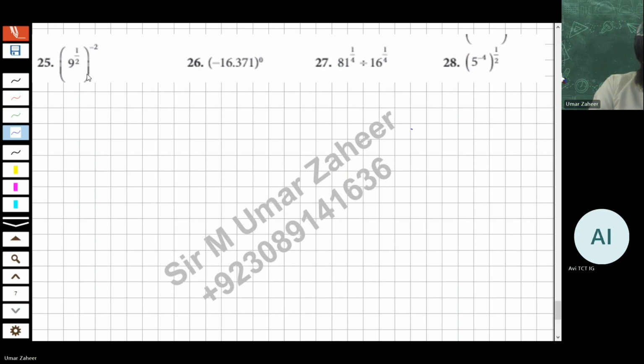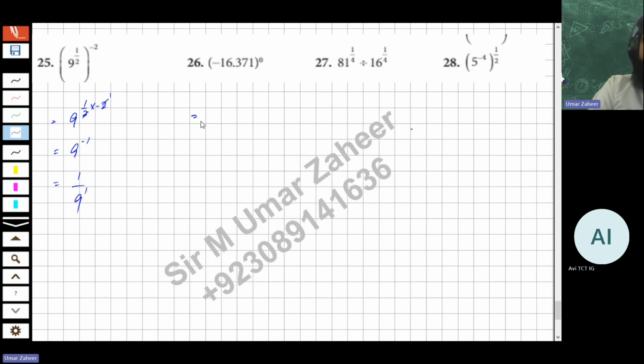All right. So the power on the power, they will multiply. So 9 raised to power 1 by 2 multiplied by minus 2. So 2 times 1 is 2. You will get 9 raised to power minus 1. So take it to the denominator, it will be plus 1. You always write your answer in positive indices. We are going to evaluate. Obviously, we need an exact value, the numerical answer.